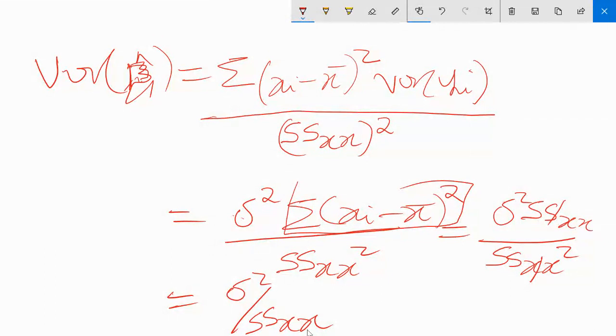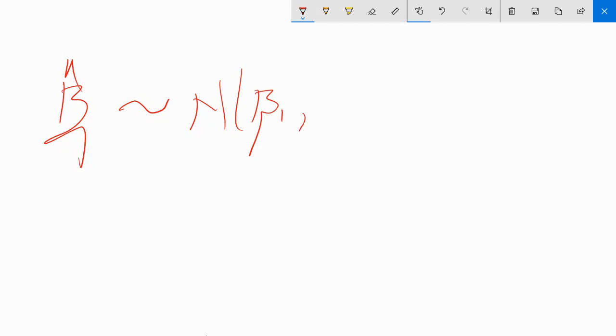I assume it's clear. So from here, we know that beta 1 hat follows a normal distribution with a mean beta 1 and the variance sigma squared over SSXX.